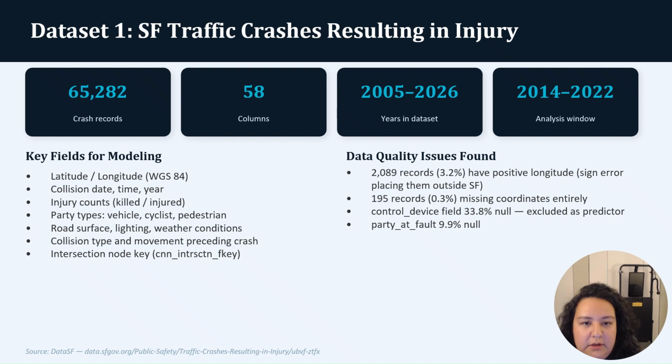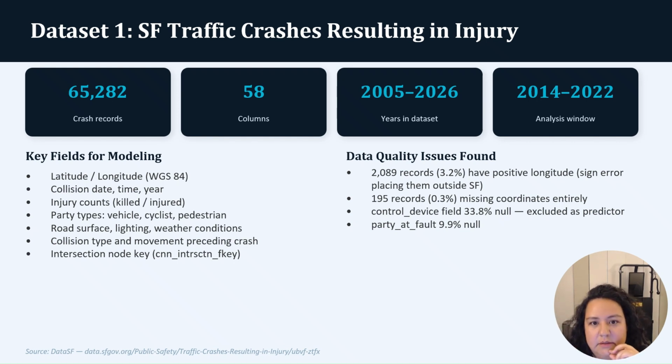The primary data set I'm working off of is the San Francisco traffic crashes resulting in injury data set, which is maintained by city agencies. It contains over 65,000 crash records and 58 columns spanning from 2005 to the present. I restricted the analysis to 2014 through 2022 to align with the traffic volume dataset, which I'll talk about next. There are a ton of fields in this data set, which include precise coordinates, injury counts, party types, road surface, lighting conditions, collision type, and the movement of each party before the crash. It's a very good data set.